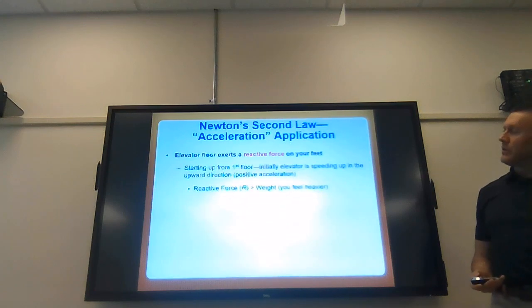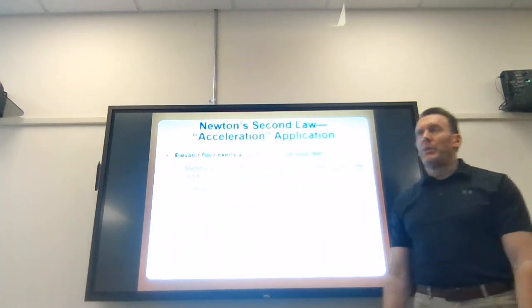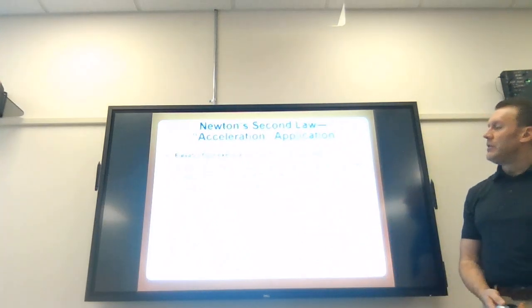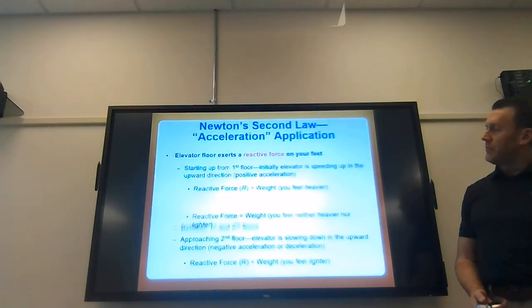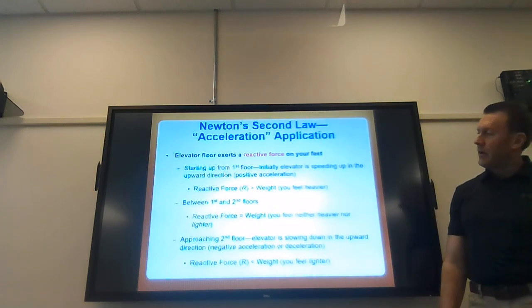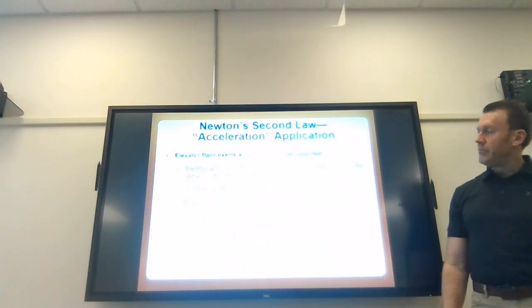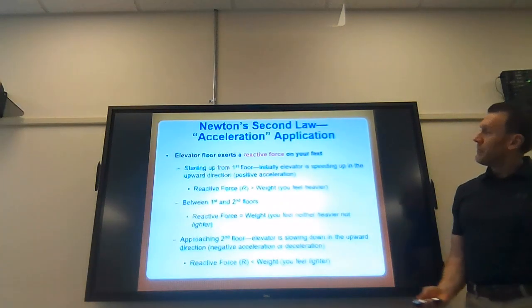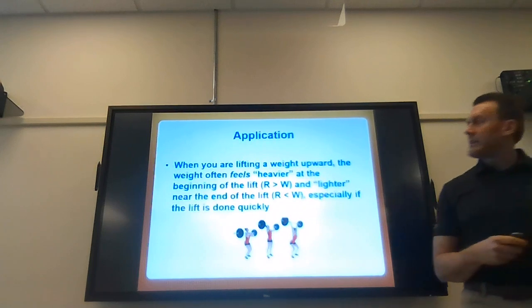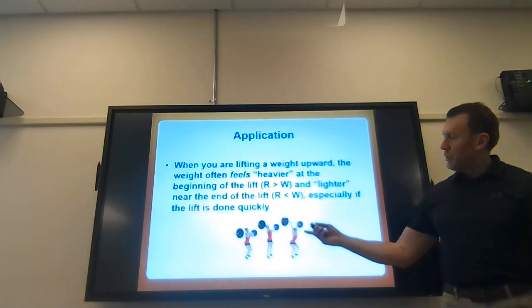Just to reiterate, initially starting the upward thrust, you have a positive acceleration. The reactive force from the elevator is greater than your weight. Between floors, they're equal. Then approaching the second floor, you have deceleration, so negative acceleration, weight is greater than reactive force, so you feel a little lighter. I was trying to think of a way to apply this, and in some ways, as an example here, this would be a push jerk.